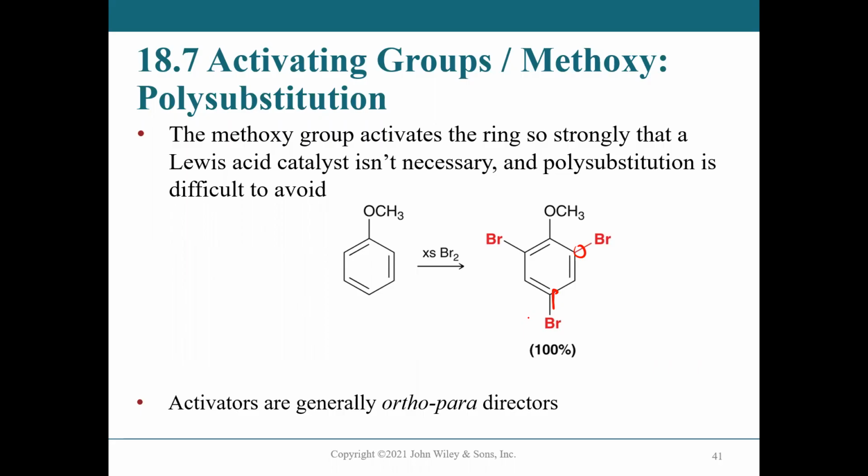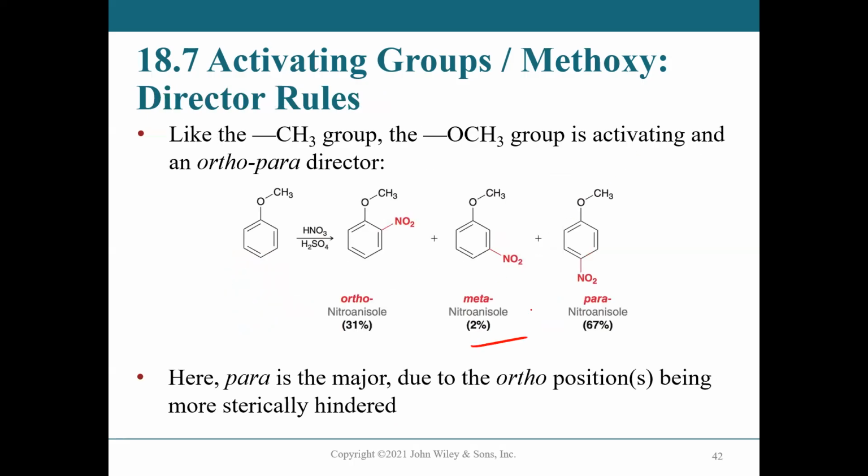Then you can almost imagine why we're not going to get much of anything in the meta position. Well, that's because if you draw this out, you're going to see that the positive charge is never going to be right here for the meta position. We're not going to have this. So that's why we're not seeing the bromination on the meta position. We get a little bit of it. I shouldn't say we're not going to get hardly any, because you can see right here we got 2%, but that's very little compared to the ortho and para position. So like the methyl group, the methoxy group is an activating ortho-para director.